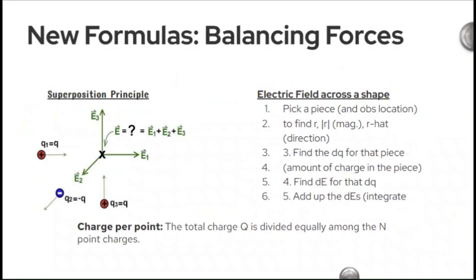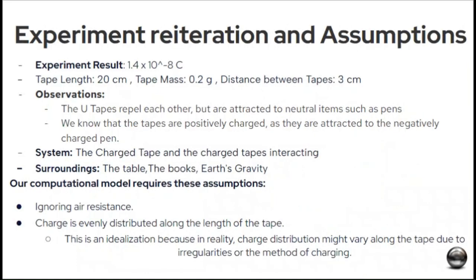The new formula that we were using in this lab specifically is superposition. To calculate the electric field across the shape, we're going to pick a piece. You're going to find your r direction, your r magnitude, your r hat. You're going to find the charge just for that piece. You're going to find the electric field just for that piece, and then add them up. And to get that charge per point, the total charge Q of the tape is divided equally among the n point charges, and we're going to see that in our code.